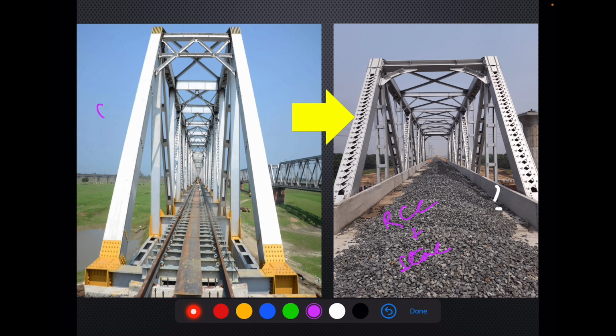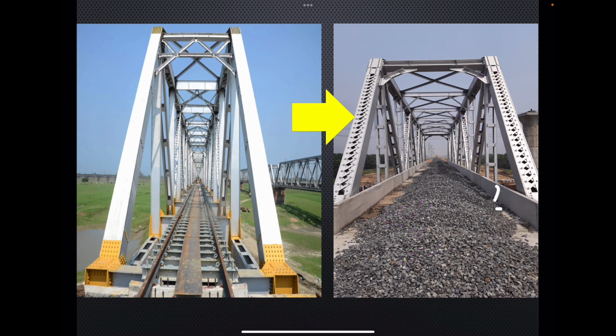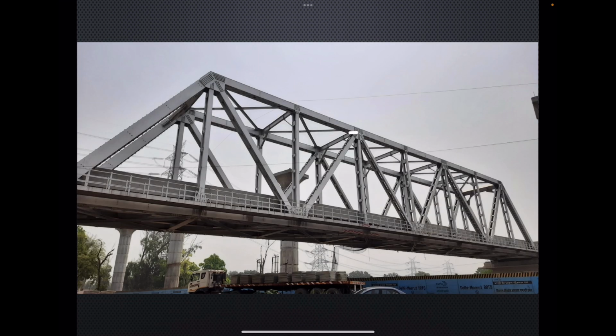So this is normal open web girder through type. This is also through type, but this is open web girder with ballasted deck. Concrete deck is there over which ballast is provided. So that's why it is called ballasted deck. So let's see next. Yeah, so this is elevation of the same girder from one side.